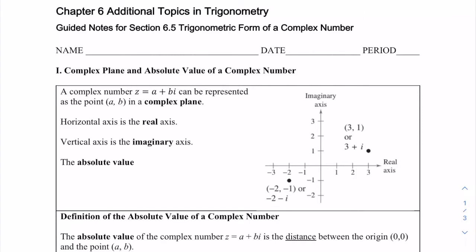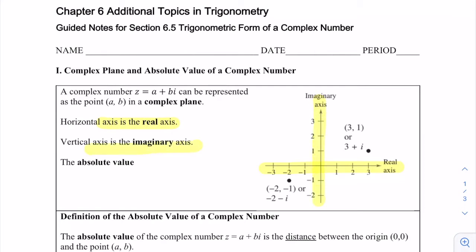Hello and welcome back. Today we're going to look at the trigonometric form of a complex number. Just like we can graph real numbers on real number lines, we can graph complex numbers with complex planes. That means we have one real axis, our horizontal axis, and an imaginary axis as our vertical axis.